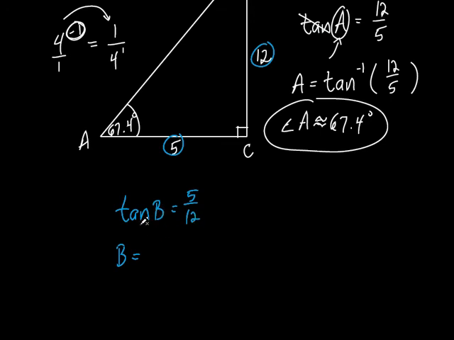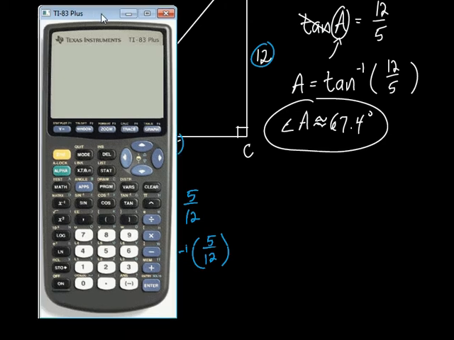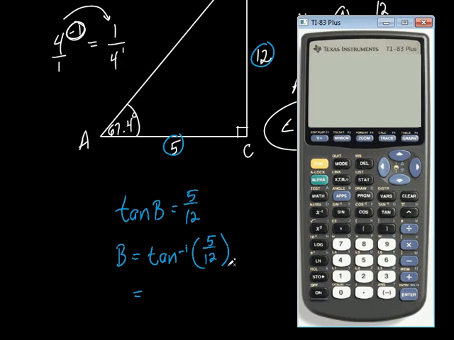If I want to get B by itself, what do I do? Take the inverse tangent of both sides. So I'm going to get the inverse tangent of what? 5 over 12. You see that? And that's exactly what I'm going to put in my calculator. And that's why I like to write it like this.